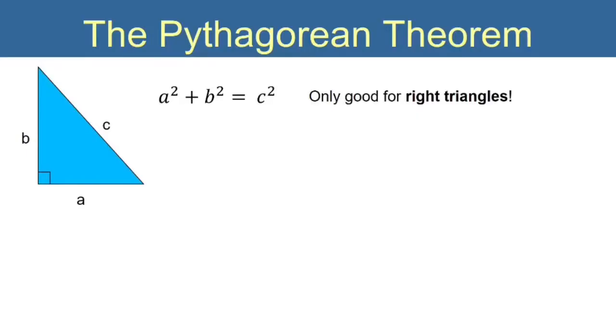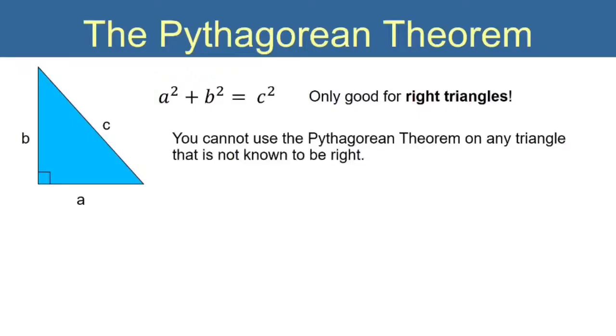You remember the Pythagorean Theorem from middle school. It says if you have a right triangle where the legs are labeled A and B and the hypotenuse is labeled C, then A squared plus B squared equals C squared. In other words, the sum of the squares of the legs is equal to the square of the hypotenuse. Keep in mind that the Pythagorean theorem is only good for right triangles. It does not work on any other kind of triangle.